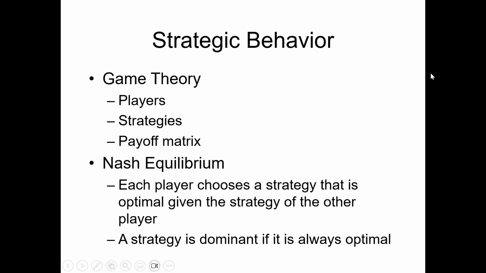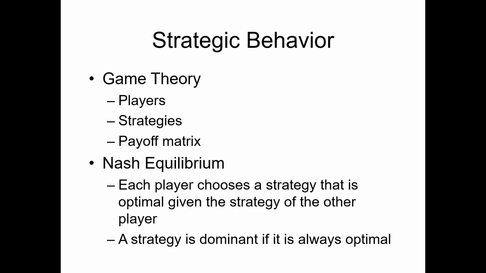So game theory is one of the main strategic behaviors. Under game theory we have some other key terms like players, strategies, or payoff matrix. We can see many names under that, and we have one more heading, which is called Nash Equilibrium, where each player chooses a strategy that is optimal given the strategy of the other player.